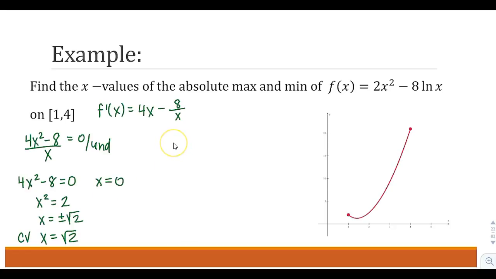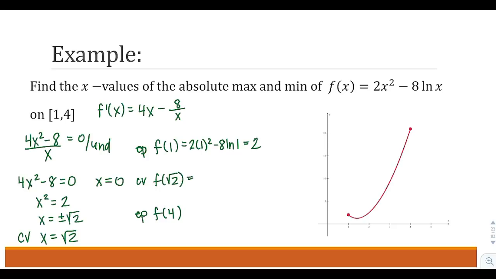And now we'll substitute in our endpoints and our critical value into f of x. So here we'll have f of 1, f of the square root of 2, and f of 4. So we have endpoint, critical value, endpoint. So if I substitute in 1, I get 2 times 1 squared minus 8 natural log 1. Natural log of 1 is just 0, so we end up with just positive 2.